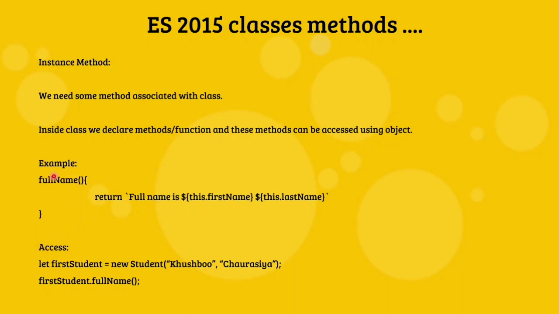And to access this method, we will simply first of all instantiate our class. So here we have instantiated our class using let firstStudent is equal to new Student, and there we are passing two parameters, Khushbu and Chaurasya, where Khushbu is the first name, Chaurasya is the last name. After that we want firstStudent.fullName. That means we want to access this fullName, which will return us full name of our student. So let's see this thing in our VS Code.